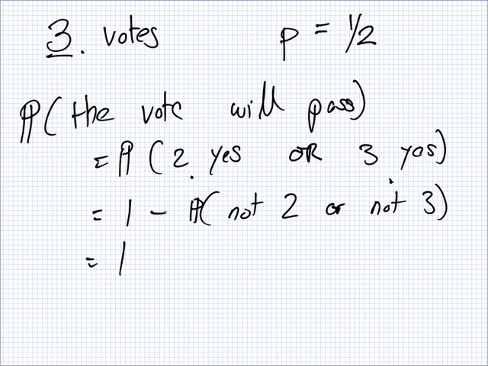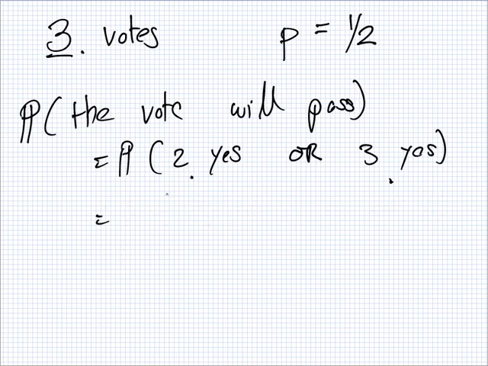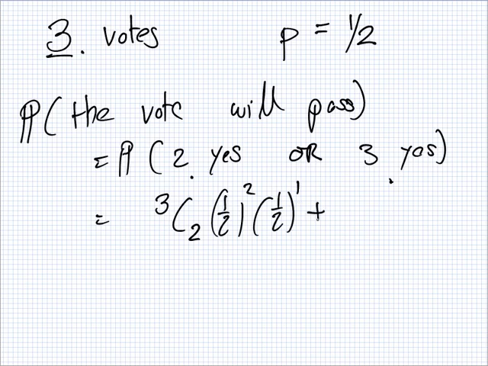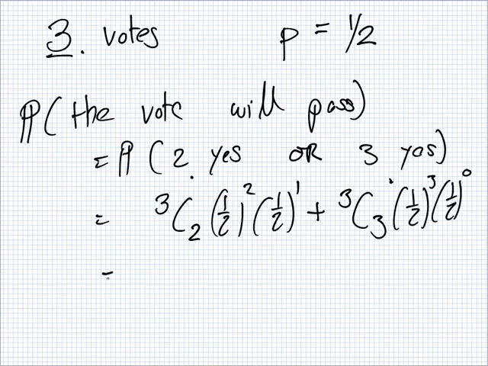Sorry, continue with your adding. So that's 3C2, a half to the power 2, a half to the power 1, plus 3C3, a half to the power 3, a half to the power 0. And the total here? A half. Half, yeah? Oh, recalculate.